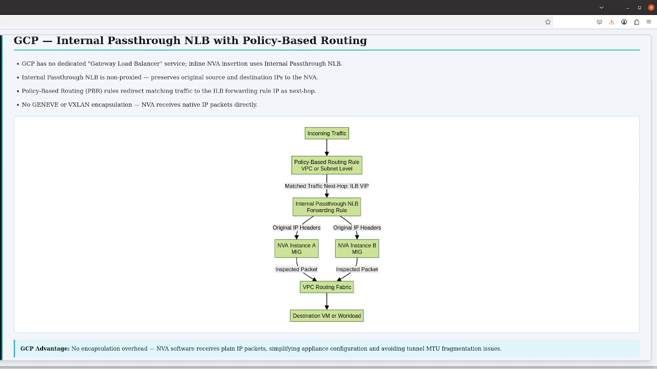The key difference from AWS and Azure is that GCP's model does not use a dedicated tunnel encapsulation protocol between the load balancer and the NBA backends. Traffic arrives at the NBA with original IP headers, without Geneve or VXLAN wrapping. This simplifies NBA configuration. Your appliance software does not need to handle encapsulation or decapsulation, but it means GCP relies on routing discipline and health checks rather than a dedicated control plane tunnel to manage the traffic path.